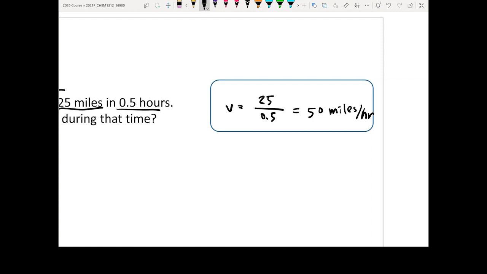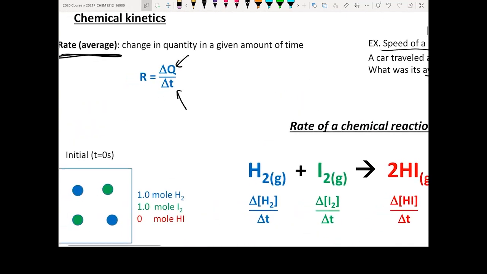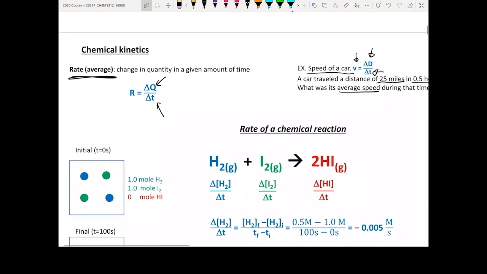But if you put this concept into chemical reactions, it becomes slightly different, because the thing we care about in a reaction is the concentration. From that perspective, the delta Q, that Q will be replaced with concentration. T is still the same, so delta concentration over delta T will be the definition of a chemical reaction rate. So in other words, what's the unit of your chemical reaction rate? It will typically be molarity per second. So that's the typical reaction rate unit.